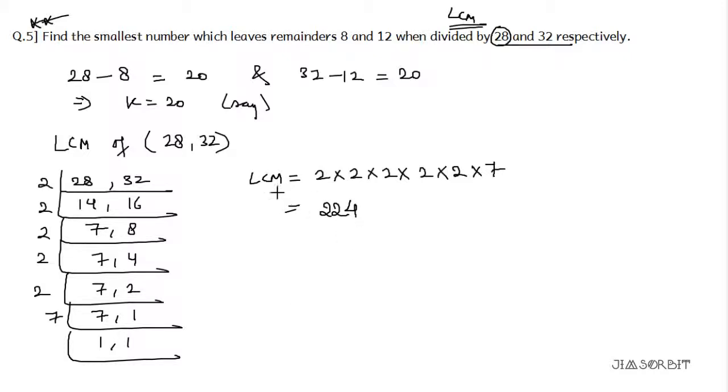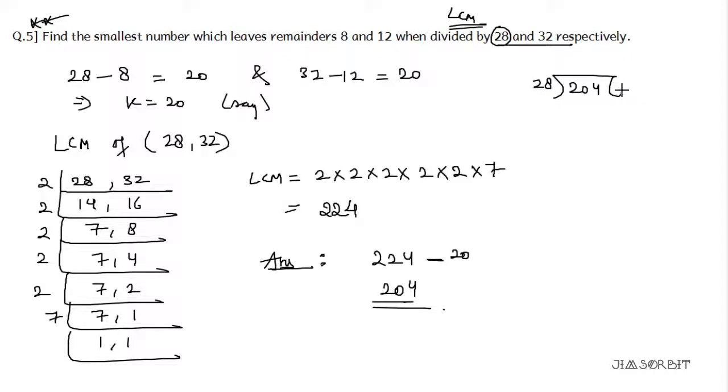Now we have read that the answer is the LCM minus this value, which is the k value. So 224 minus 20 is 204. Now it was just simple. Now I'm going to explain what happened. Listen carefully. If it says that it leaves remainder 8 and 12, let us divide this 204 by 28. 28 7s are 196, and so we will get 8. Have you got 8 as the remainder? Correct.